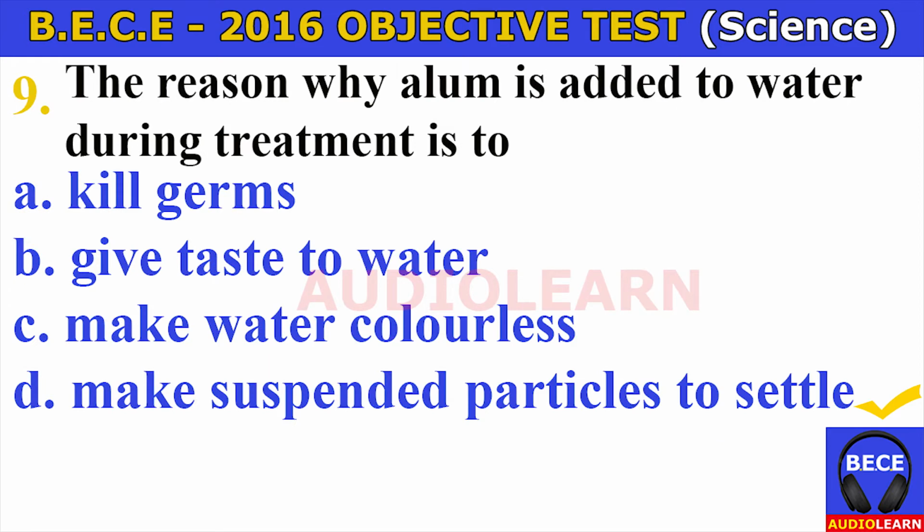Number 9. The reason why alum is added to water during treatment is to A. Kill germs, B. Give taste to the water, C. Make water colourless, D. Make suspended particles to settle. And the answer is D. Make suspended particles to settle. The reason why alum is added to water during treatment is to make suspended particles to settle.